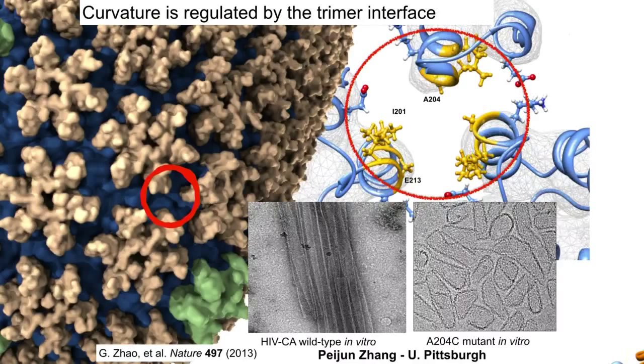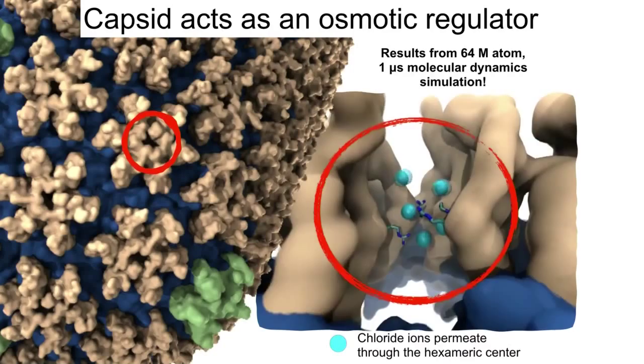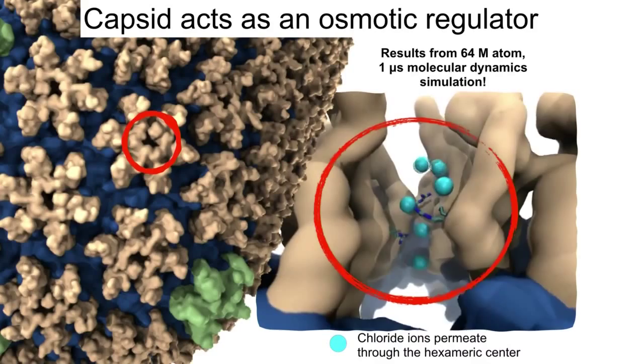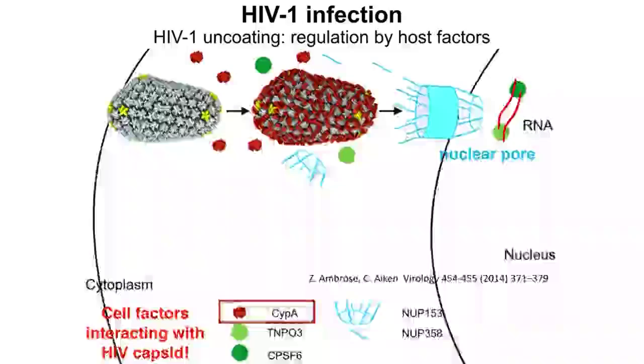We also know that this capsid acts as an osmotic regulator. So ions permeate through the capsid to provide sort of balance through the system. So not only is the capsid protein forming this entire shell, it's also acting as a pore to regulate inside and outside. And this is after running for a microsecond simulation. So these are not short simulations. These are large, long simulations.